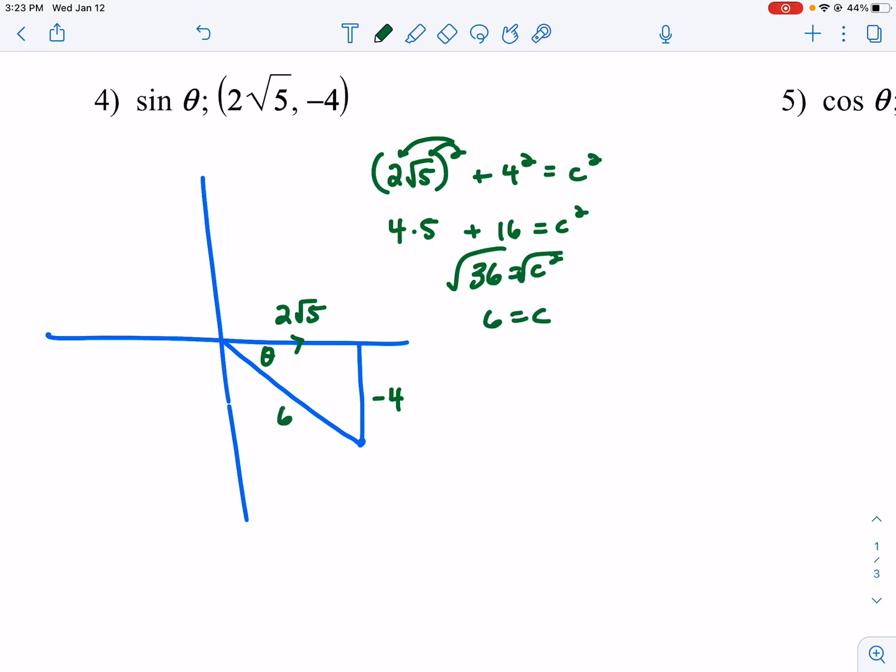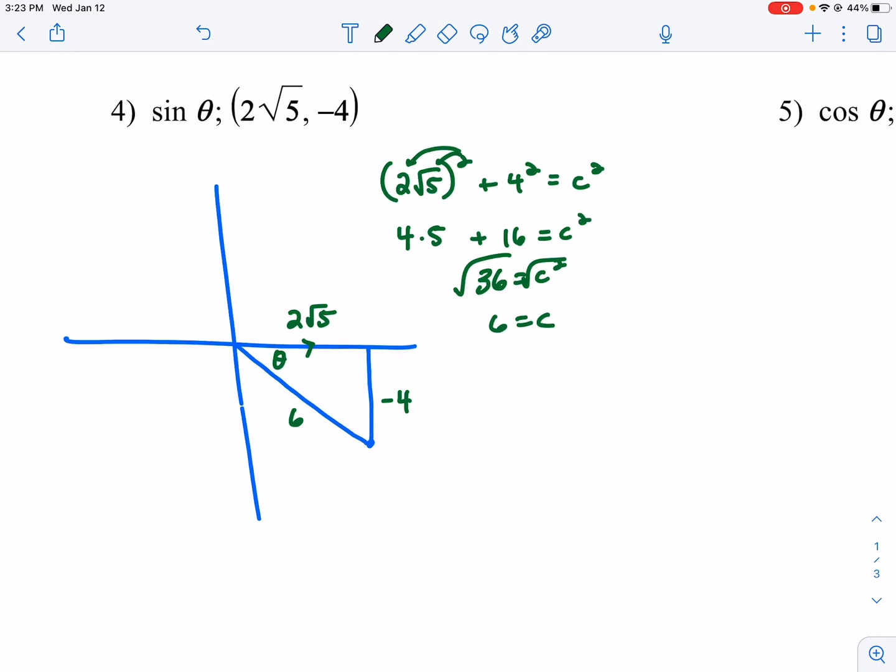From there, if I wanted to find the sine of that, that's opposite over hypotenuse, so that's negative 4 over 6. And then when I reduce that, I get negative 2/3. So that would be the appropriate answer. And sine is negative there. That's why y is negative.